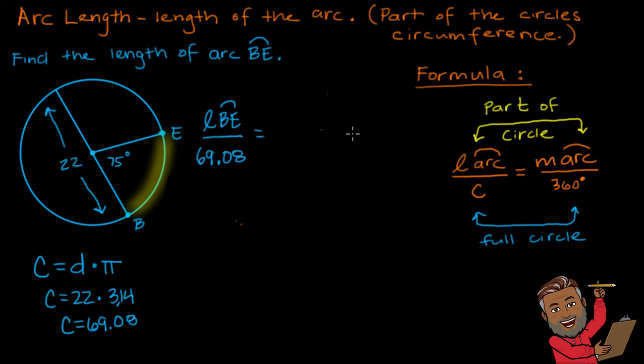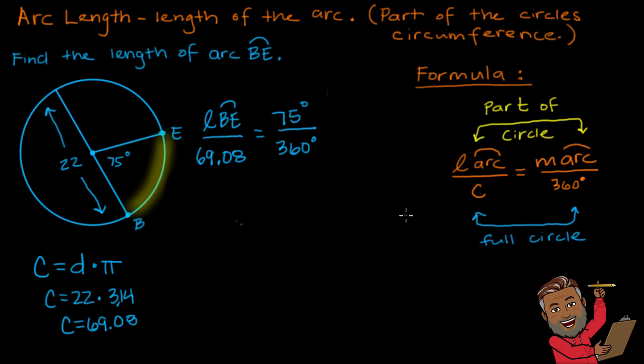69.08 is equal to, and now we need to have a second fraction. Now our second fraction is going to be our angles. You'll notice that this arc, right, this part has an angle associated with it. The measurement of this arc's angle is 75 degrees. So I'm going to write 75 degrees on top, and the entire circle's angle is 360 degrees. So I'm going to write 360 degrees on the bottom. All right, there it is.